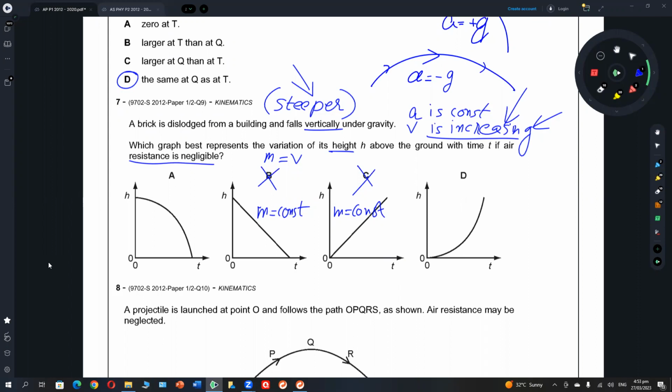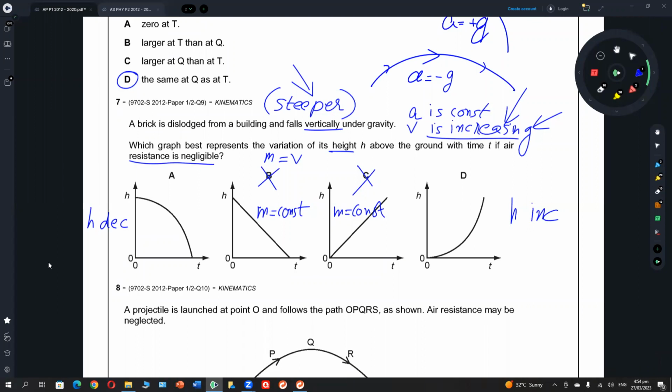How should I decide between A and D? Can you tell me about height? What is A saying? Height is increasing or height is decreasing? The graph is coming down. The height is decreasing because it is falling down. What about this graph? It is increasing in this.